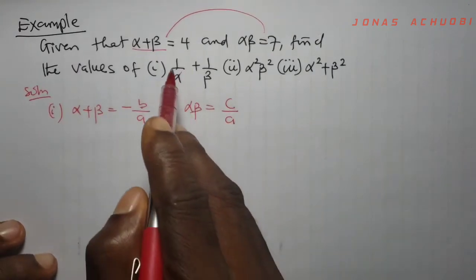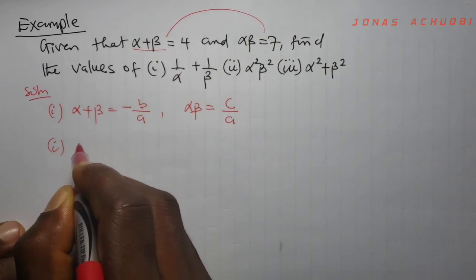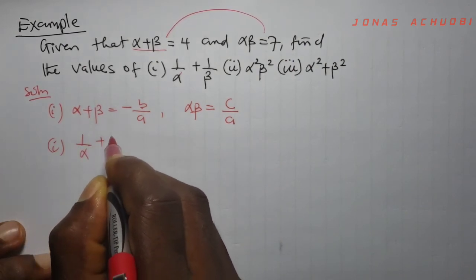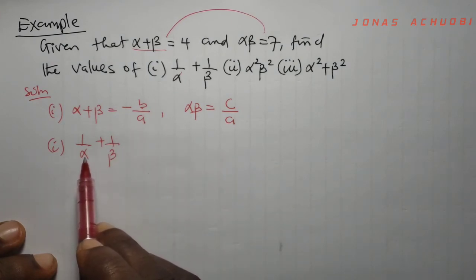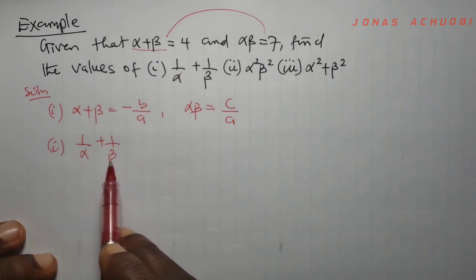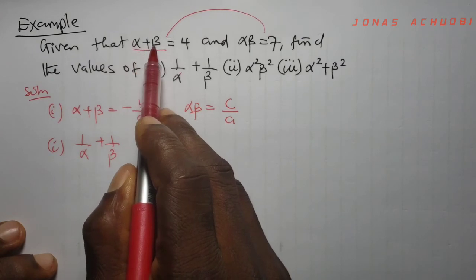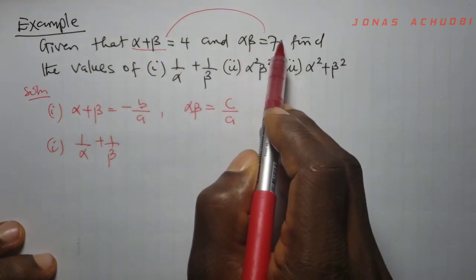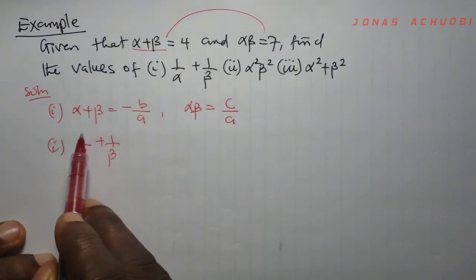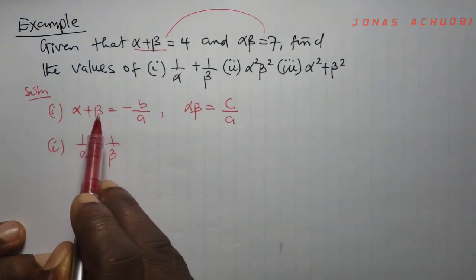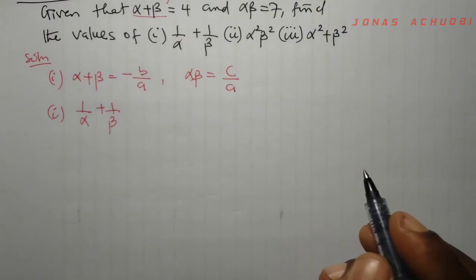This is what I mean. For example, in this number one problem, it asks to evaluate 1 over alpha plus 1 over beta. We do not know what alpha is, neither do we know what beta is, but what we know is that alpha plus beta is 4 and alpha beta is 7. So all we need to do now is rewrite this expression in terms of alpha plus beta and alpha beta only.